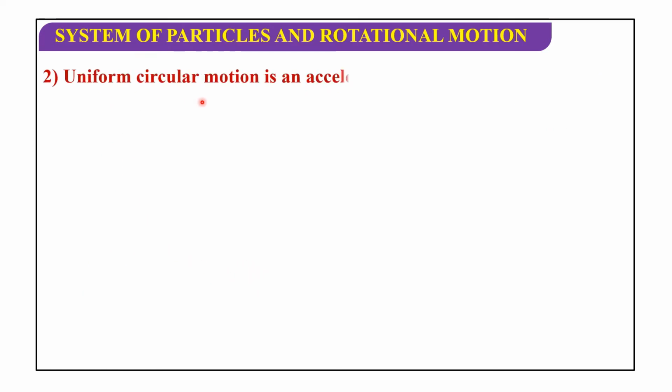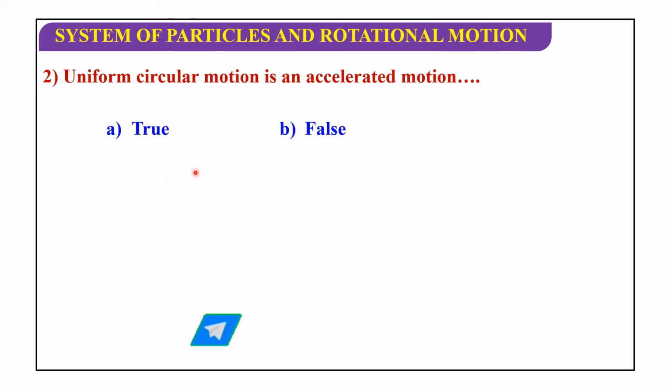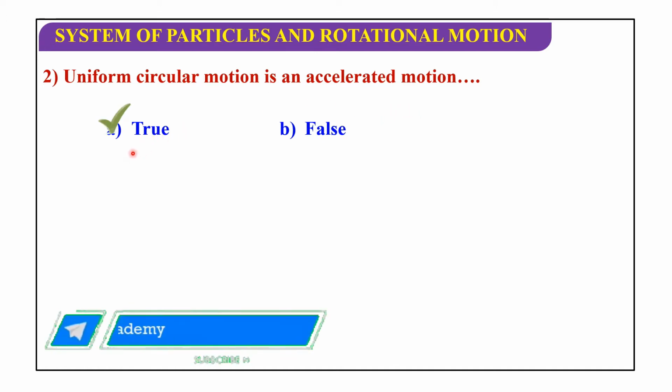Next, uniform circular motion is an accelerated motion. A, true, B, false. So, uniform circular motion is an accelerated motion. It is correct. It is true.